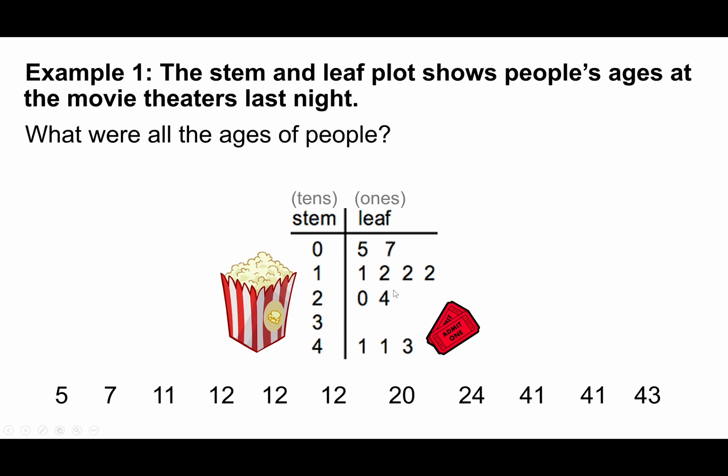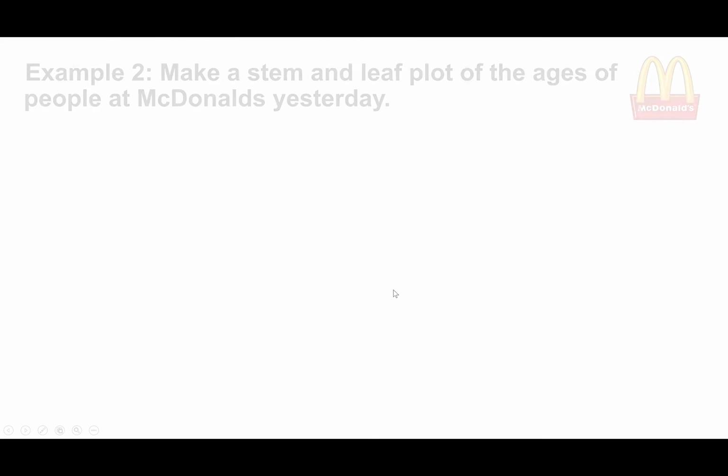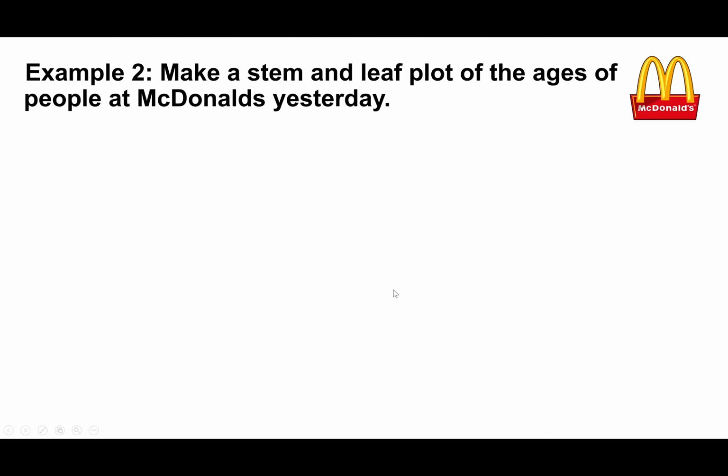Okay, let's take a look at example number 2. Example number 2 says, make a stem and leaf plot of the ages of the people at McDonald's yesterday. So this time, instead of me giving you a stem and leaf plot and you analyzing it, you're going to draw one yourself, okay? So here are the people's ages. You have a 5-year-old, 6-year-old, 10, 10, 12, 25, and 31-year-old.